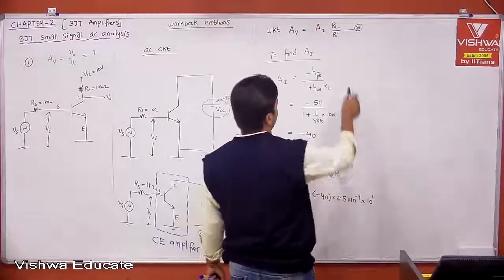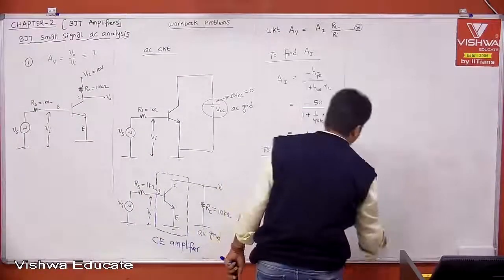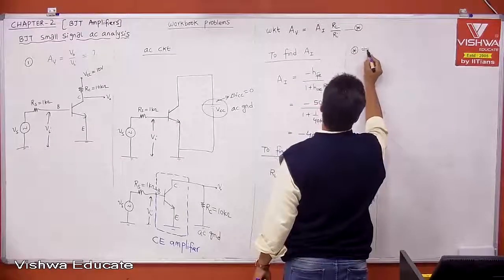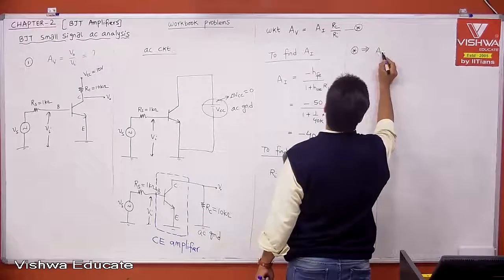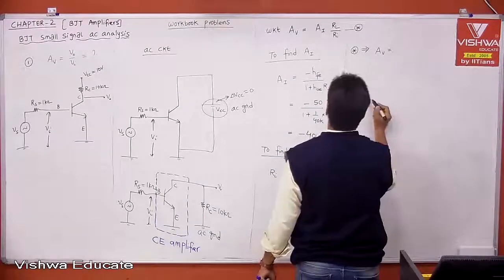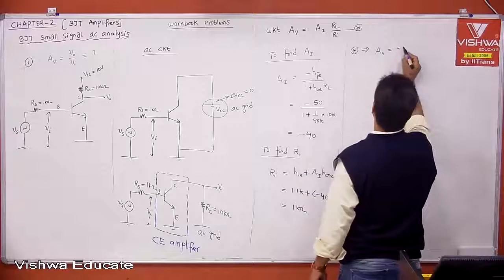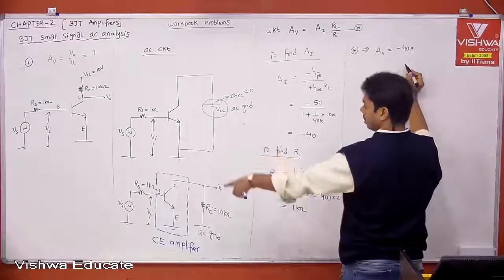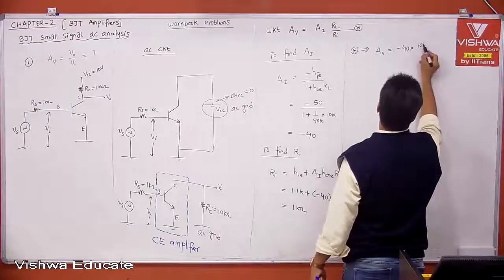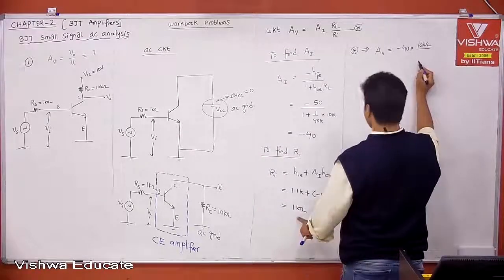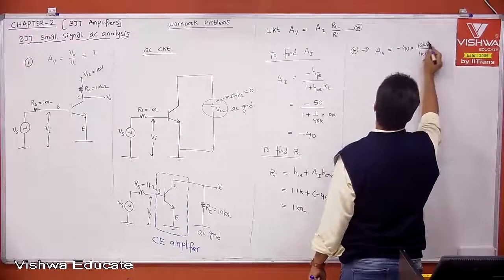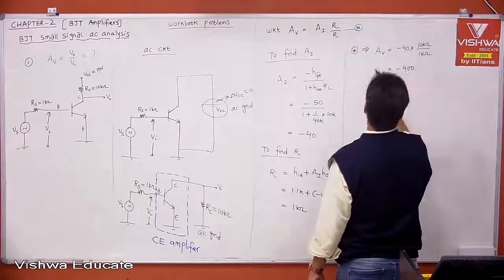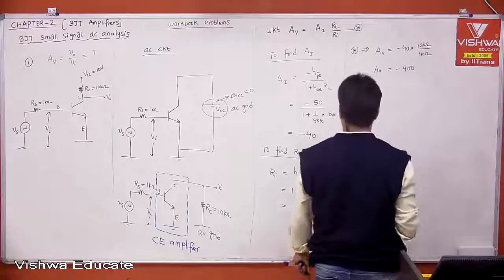Right? Now, I think we can solve the problem. Star implies, now we know everything to solve. Therefore, star implies, what is voltage gain? Voltage gain AV is equal to AI, which is minus 40, times RL, that is the load value, 10 kilo ohm, divided by RI, that is 1 kilo ohm. The K's will be cancelled, then this is minus 400. This is our voltage gain.